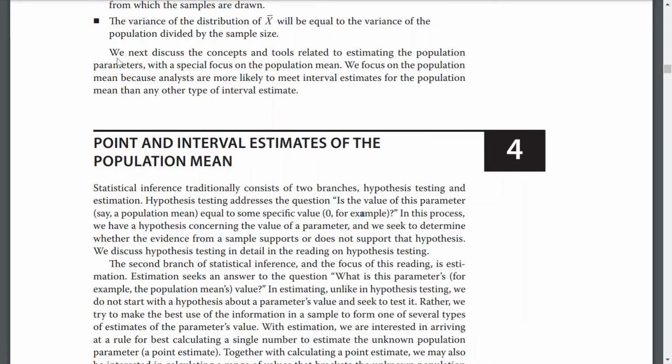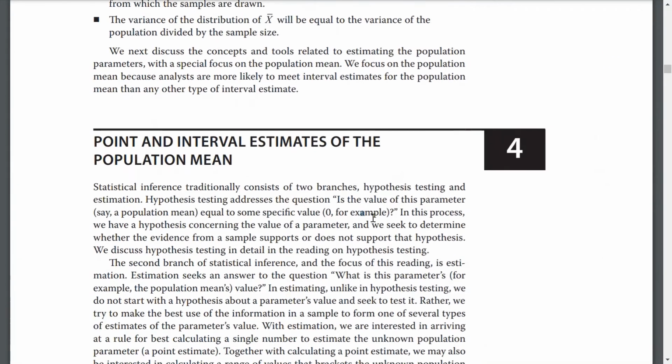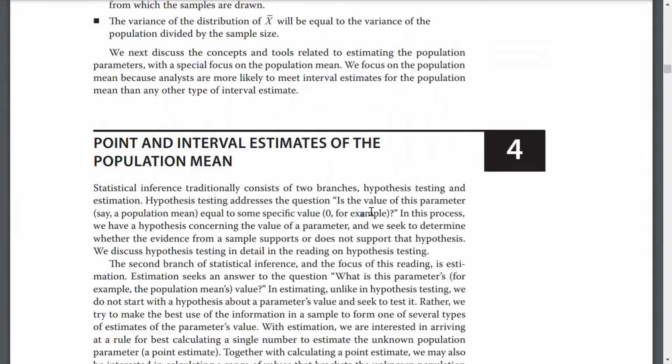Continued CFA Level 1 reading. Reading 11, part 4: point and interval estimates of the population mean.